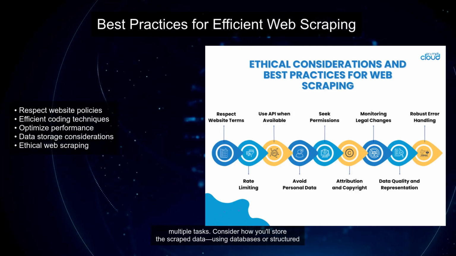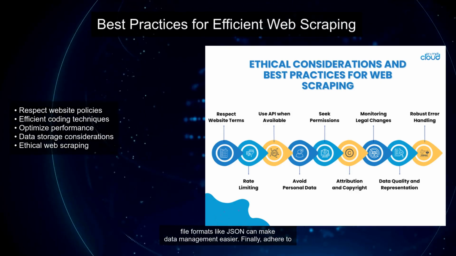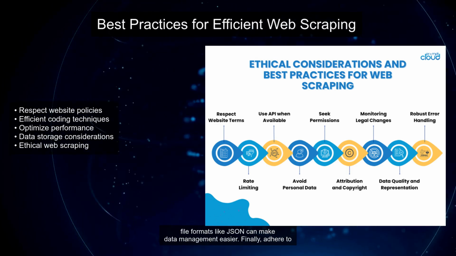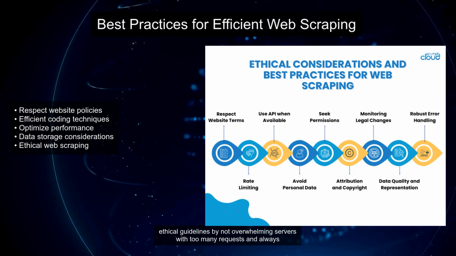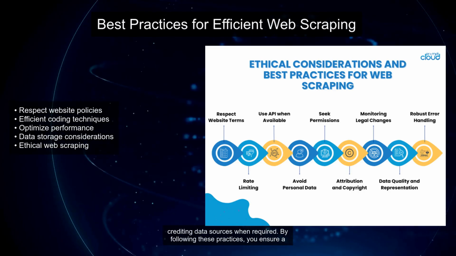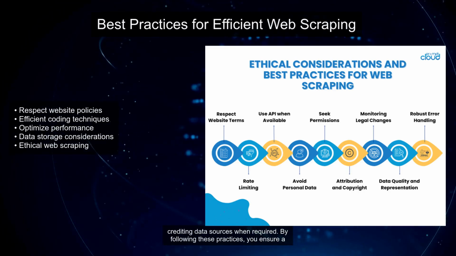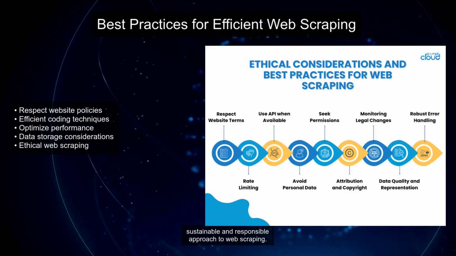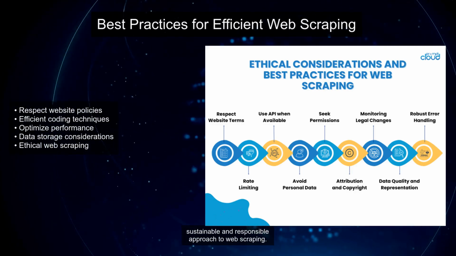Consider how you'll store the scraped data; databases or structured file formats like JSON can make data management easier. Finally, adhere to ethical guidelines by not overwhelming servers with too many requests and always crediting data sources when required. By following these practices, you ensure a sustainable and responsible approach to web scraping.